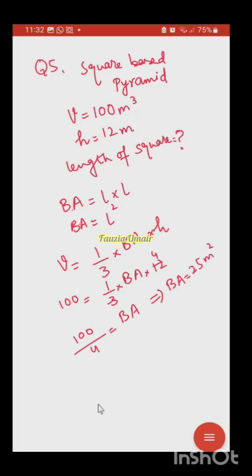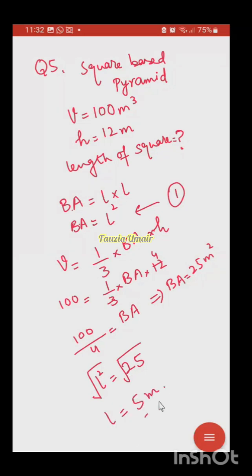Now I can put this base area in equation 1. Okay? So equation 1 is now L square is equal to 25. Now I need to find out the value of L. So what should I do? How to get rid of the square? Square root. Square root of 25. Square root on both sides. Okay? So L will be 5 meters. Right? So this is the length of the square. Okay, so any question?